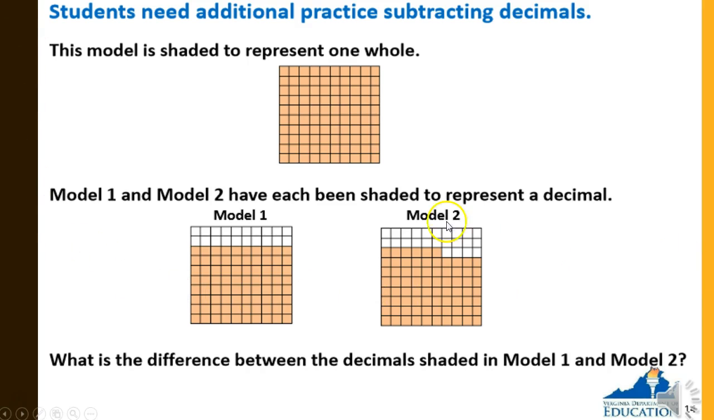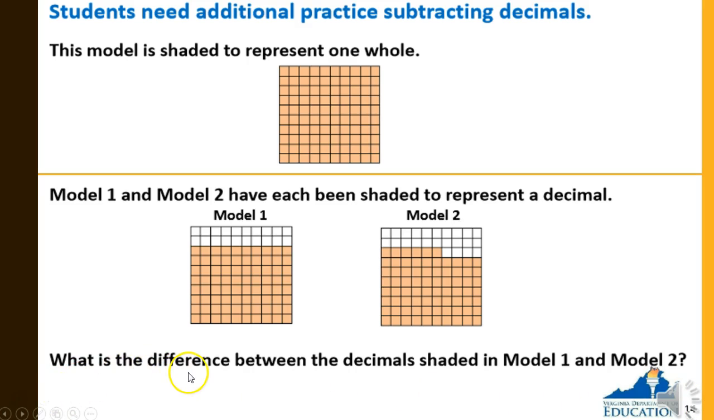You've already had lots of practice with writing the decimal value to models, so hopefully this next part really won't be that challenging. So we're going to take a look first at this top part. It says this model is shaded to represent one whole. This is just information for you to know that if you see a square all the way filled in, it would equal 1. Okay? So we need to know that. Now let's look at the bottom. This is our question. It says Model 1 and Model 2 have been shaded to represent a decimal.